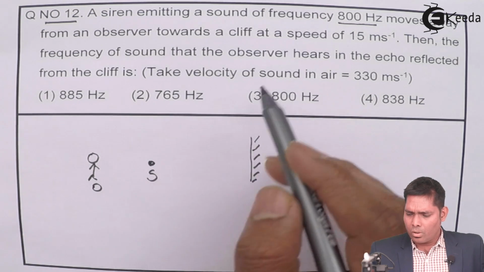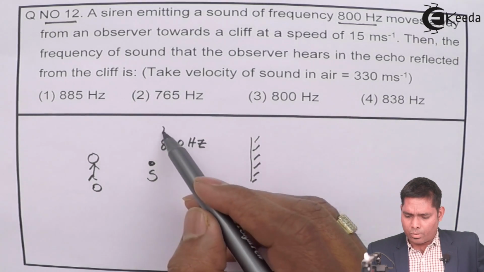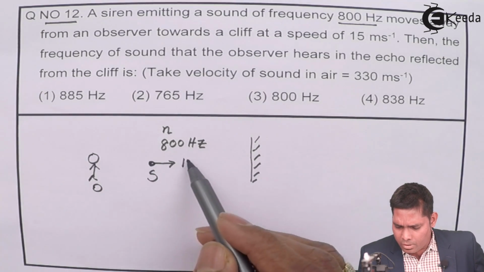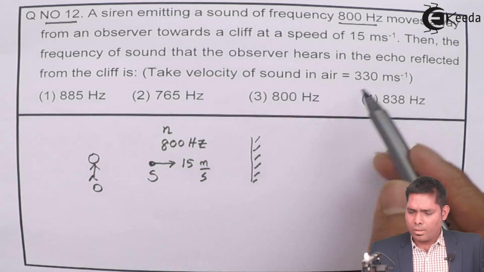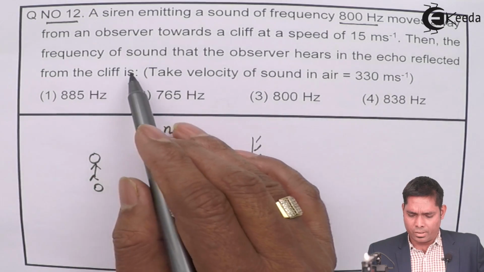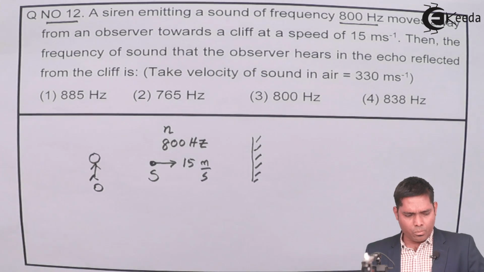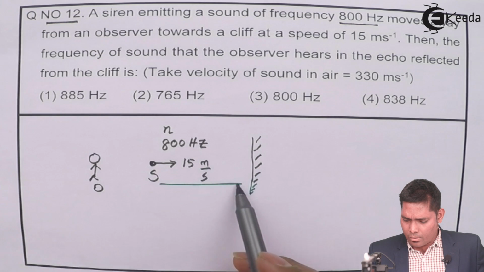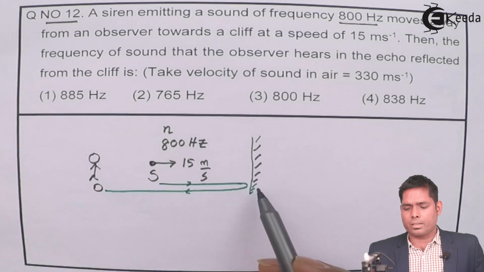The siren emitting sound of frequency is 800 Hz. So this is the actual frequency. It moves away from the observer, this condition is satisfied, away with a velocity of 15 meters per second, and towards the cliff, the cliff is here. Then the frequency of the sound that the observer hears in the echo reflected from the cliff is. So the sound will move towards the cliff, and it will be reflected back like this. So this person will hear a sound after being reflected from the cliff.